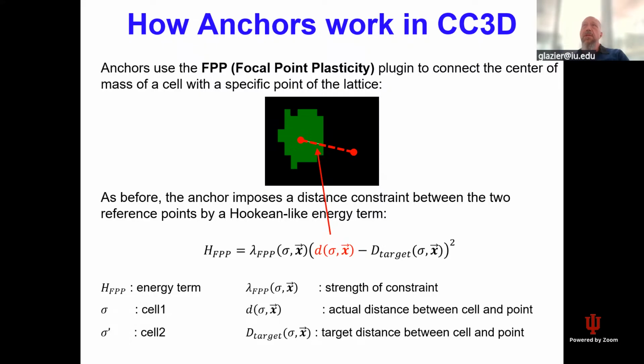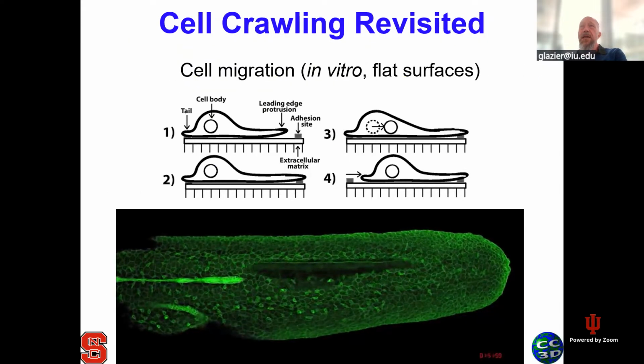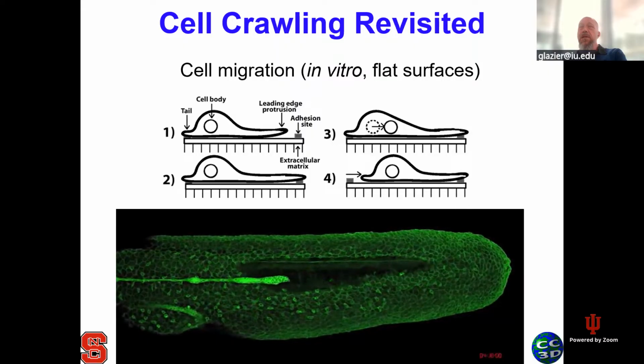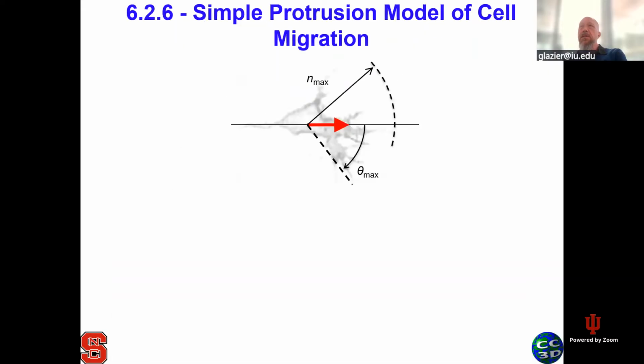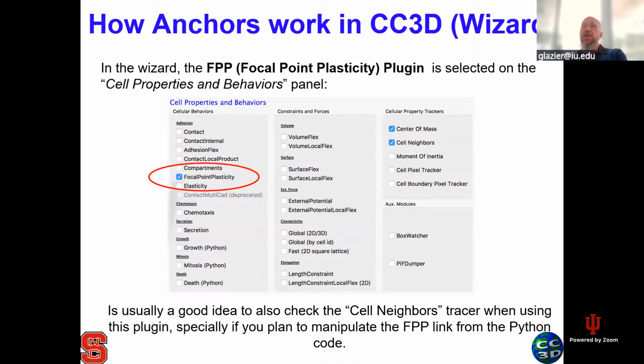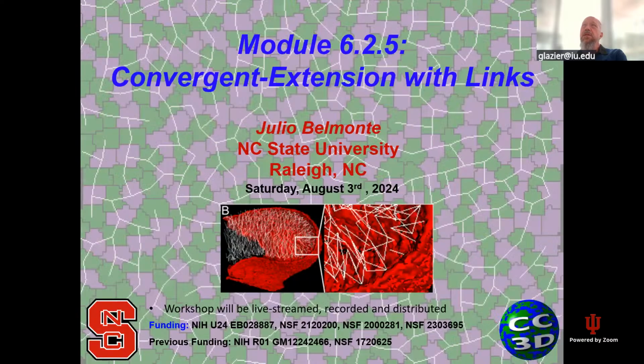So the anchor link has exactly the same structure, except instead of cell 1 comma cell 2, it's going to be cell 1 comma the position of the second point. And again, this is the kind of thing we're thinking about, the cell crawling. We're going to use the same angle rules as before, and the same focal point plasticity as before.